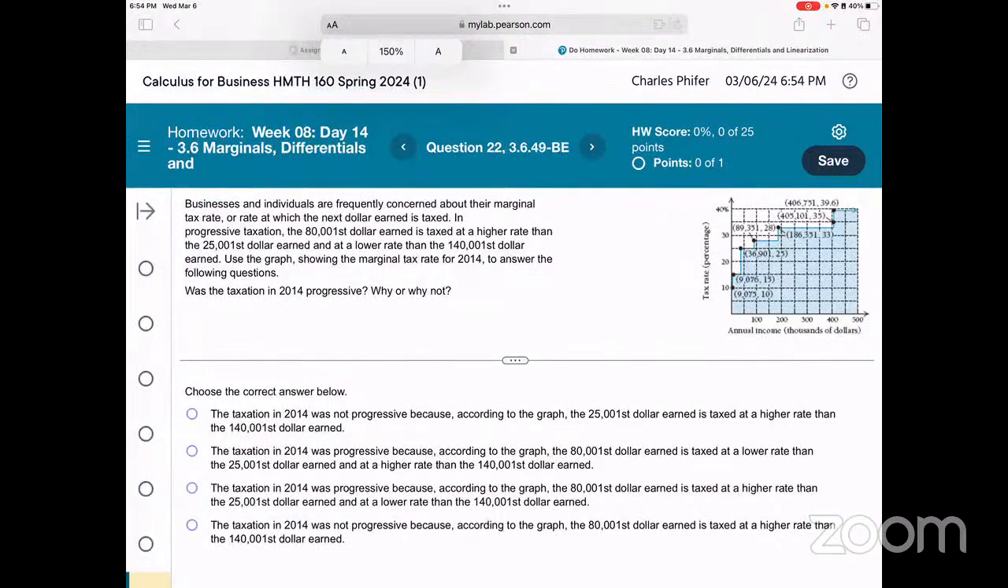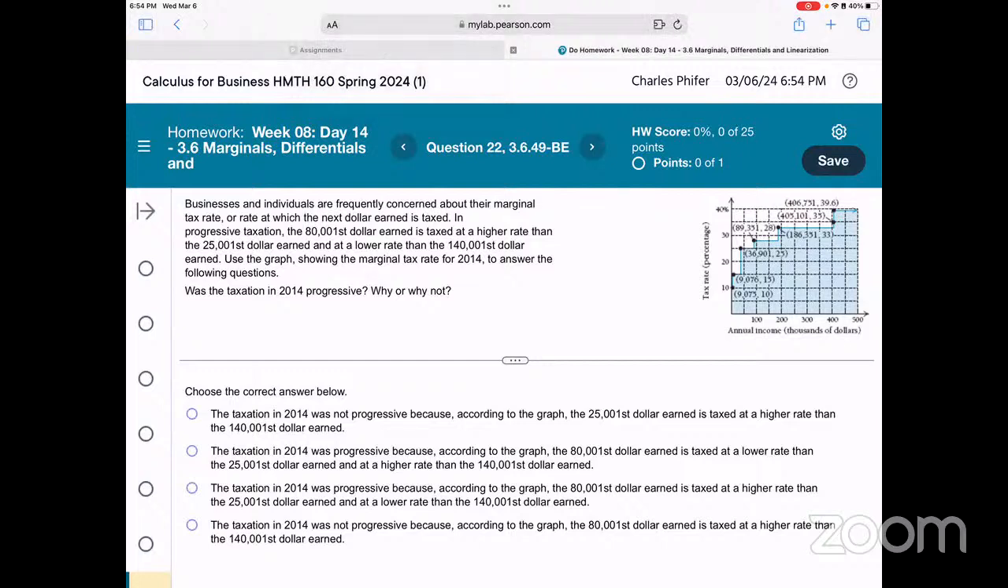40%. So 80. Okay. Is higher than the 25,000. Let me see if that's 100. If that's 50, 80 is about there. Okay, that's 89. Okay. The 25th is there. Okay, but lower than that.